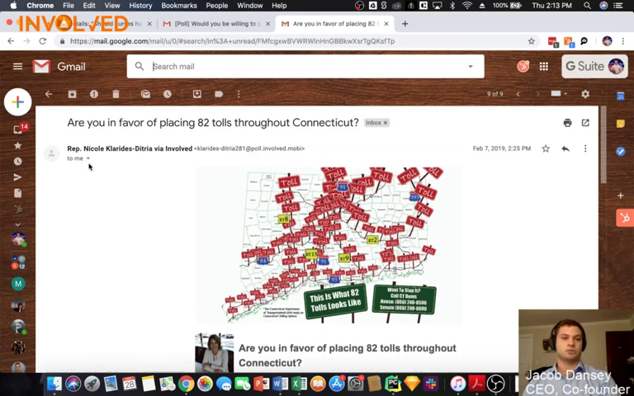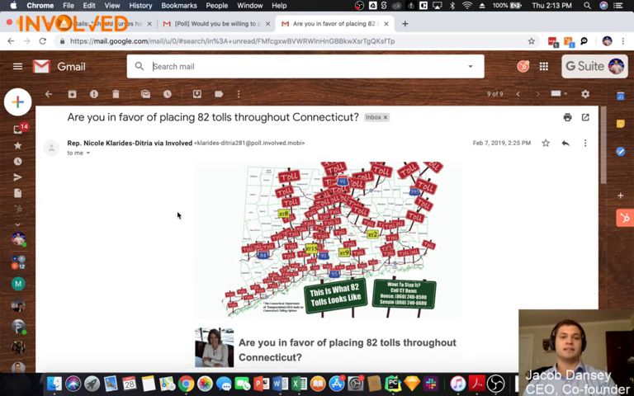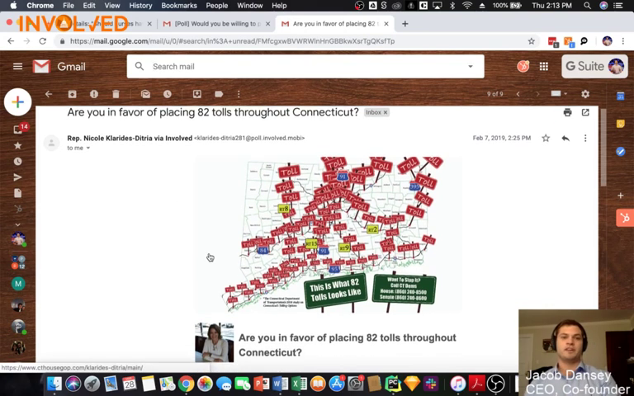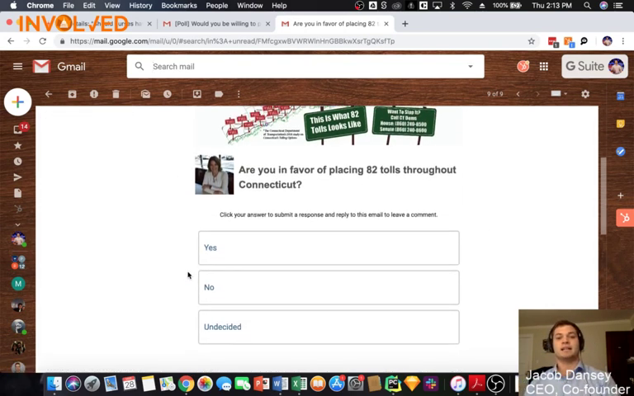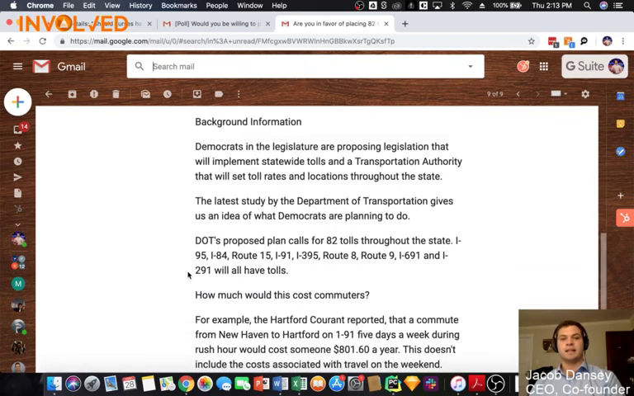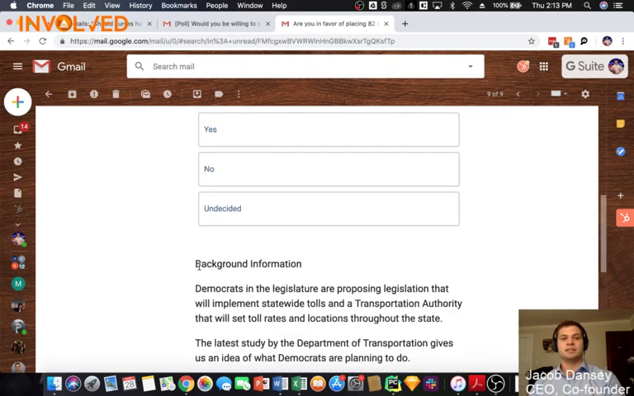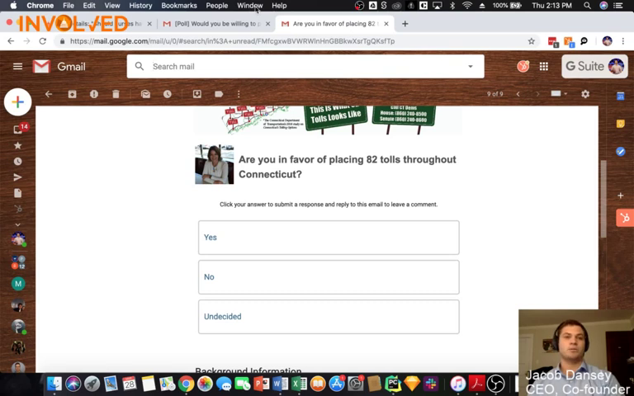So here was the question for that one. This was Rep. Nicole Claris Ditria of Connecticut. She's a state representative. Are you in favor of placing 82 tolls throughout Connecticut? And as they can see, they included background information and updated people based on how they responded.